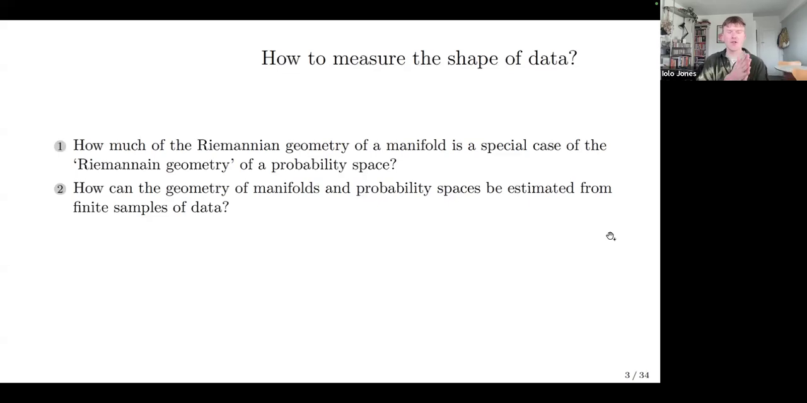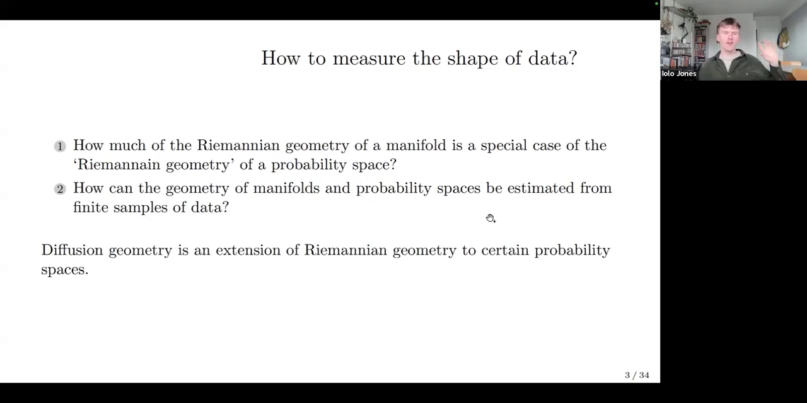So concretely, there are 2 questions that come out of it. There's the theoretical question of how much of the Riemannian geometry of a manifold is a special case of the Riemannian geometry of a probability space, whatever that means. And then secondly, how can we estimate that stuff? How can the geometry of manifolds and probability spaces be estimated from a finite sample? So regardless of what the theory is in the first question, how can you estimate it statistically? The point of diffusion geometry is to extend Riemannian geometry sufficiently that you can apply it to probability spaces, and then crucially to do so in a way that lets you compute with it.